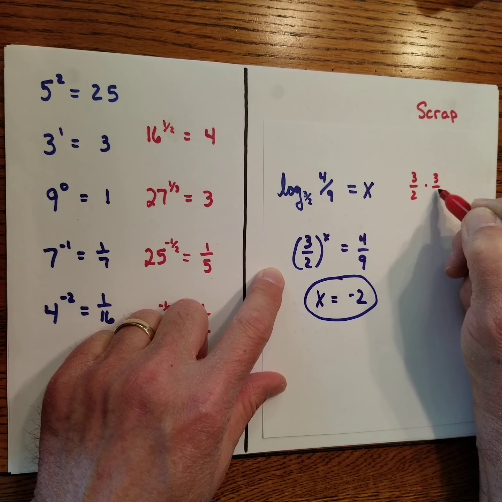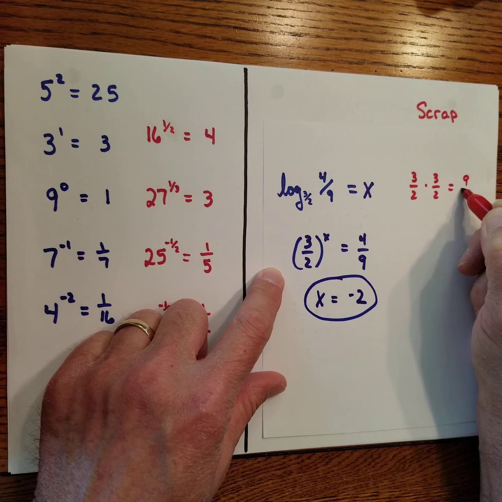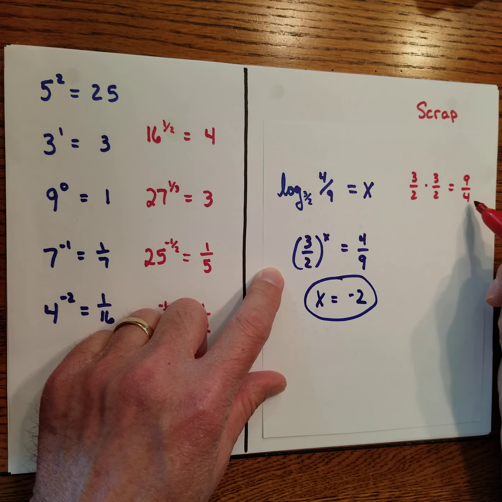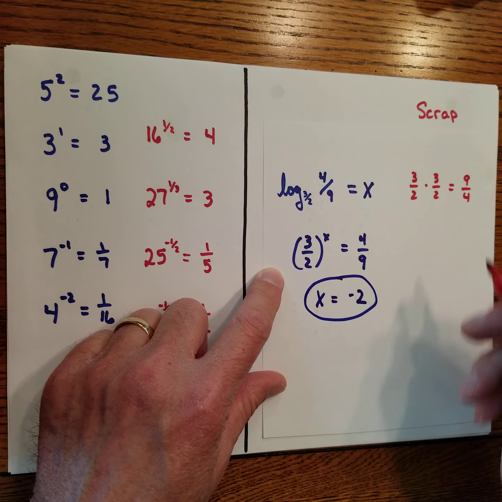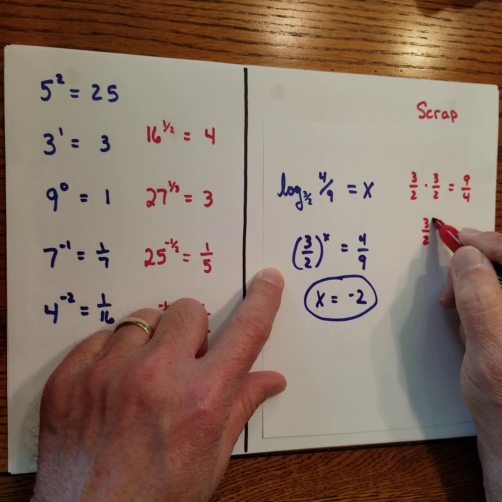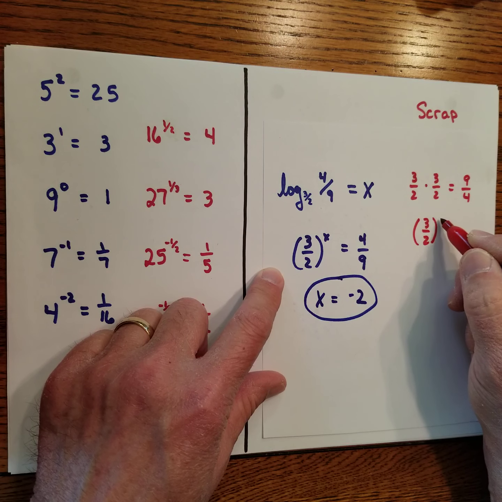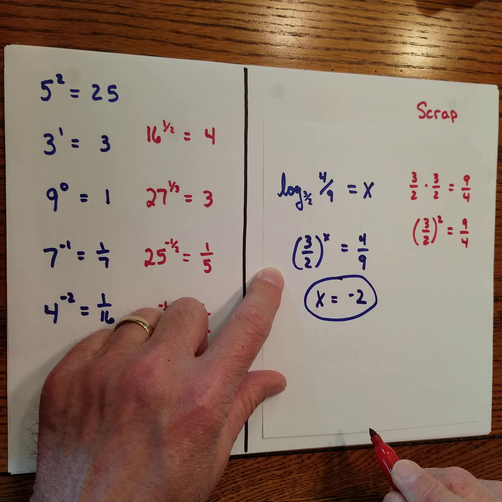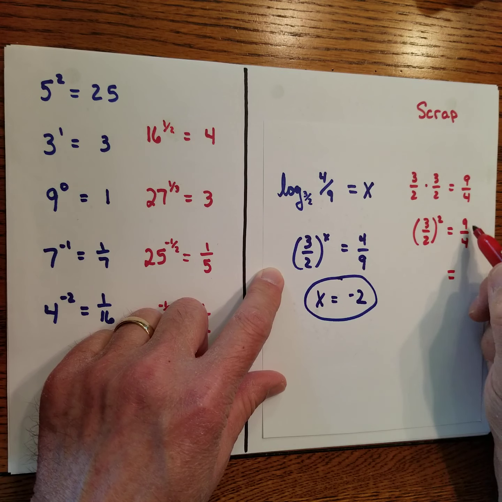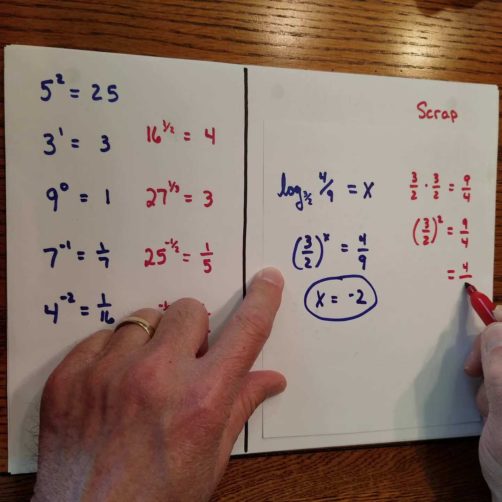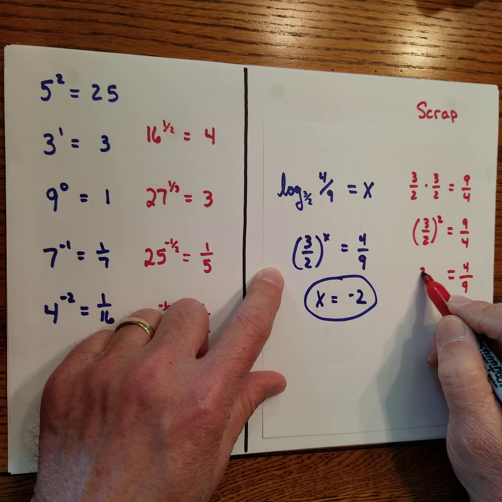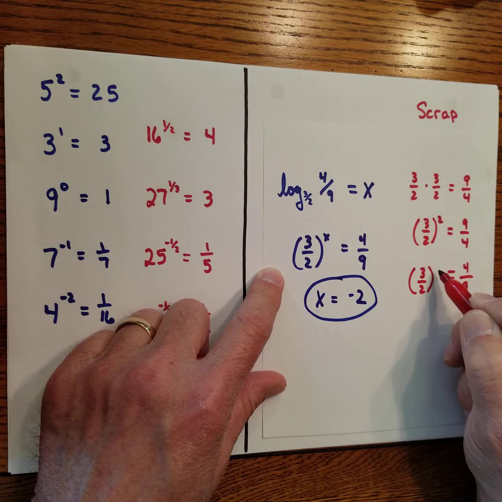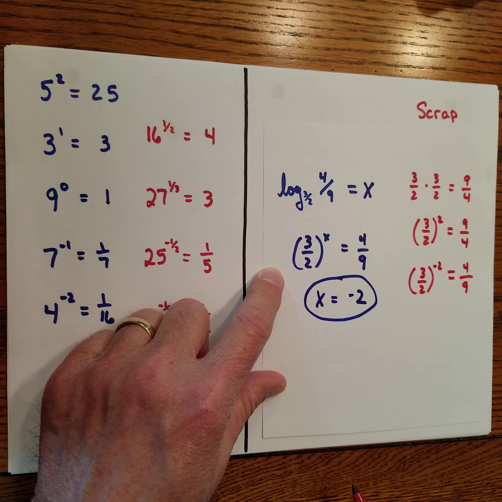3/2 times 3/2 is 9/4. Do you see that 9/4 is upside down? 3/2 times 3/2 is 3/2 squared. That's 9/4. But instead of 9/4, I want the reciprocal. What kind of an exponent gets me a reciprocal is a negative exponent.